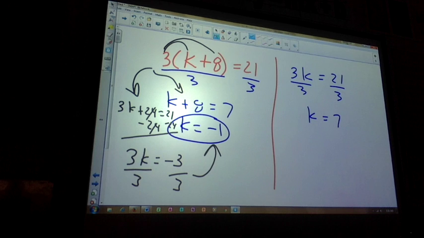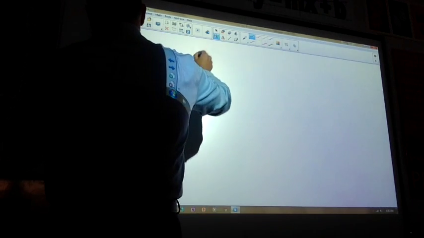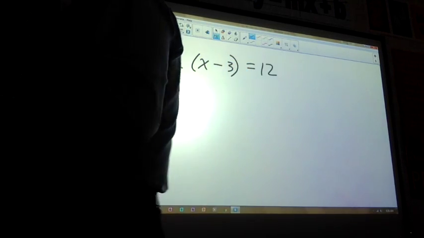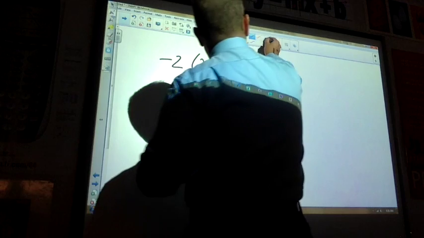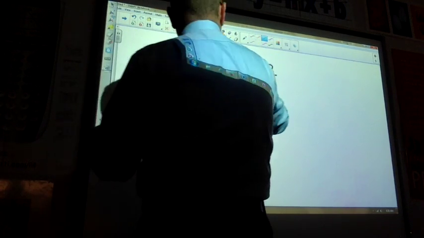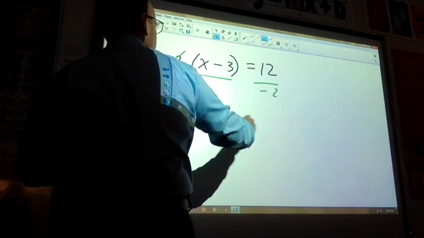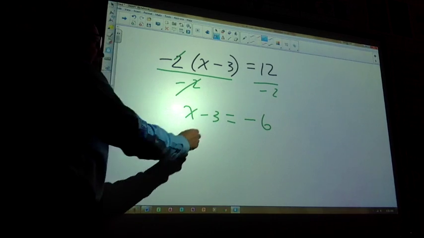Can I move to the next problem? Yes. All right. So this next problem, we have this. Do you feel I could work it the new way? If so, what should I do to both sides? Divide by 2. So this is going to be one less operation. If I divide both sides by negative 2, that and that cancel. So I get x minus 3. Notice the parentheses are now dropped. Equals negative 6. And then from there, I'd add 3 to get that.